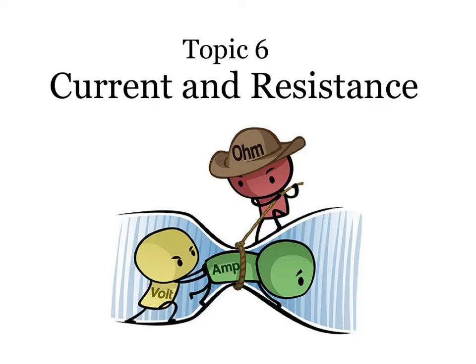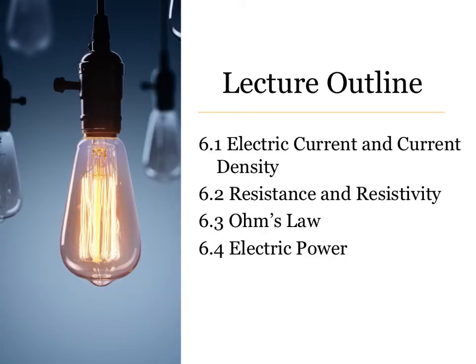So now we are going to discuss topic 6, which is current and resistance. In this chapter, we are going to look deeper at the relationship of the current with the number of electrons, with the current density, and with the drift velocity. After that, we are going to understand how the resistance is affected by length and also area. Then we are going to discuss how the current is affected by resistance and voltage, and the last one is going to be electric power. Okay, so let's start.